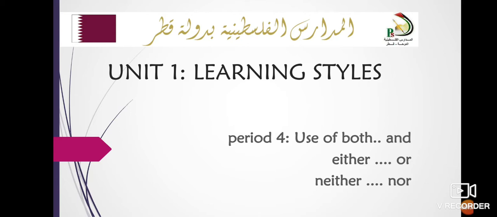Today I'll be covering period number 4, which is about the use of both and, either or, neither nor. A very simple and easy period, and this grammar is not new for grade 11 students. I'm sure that they have already taken it in their previous classes, especially grade 9.